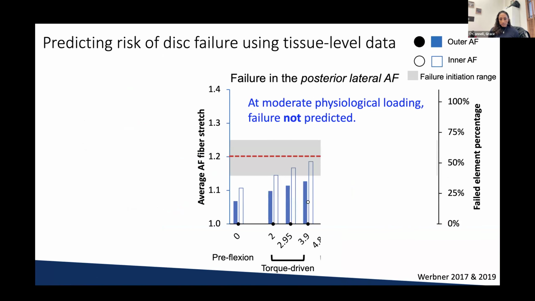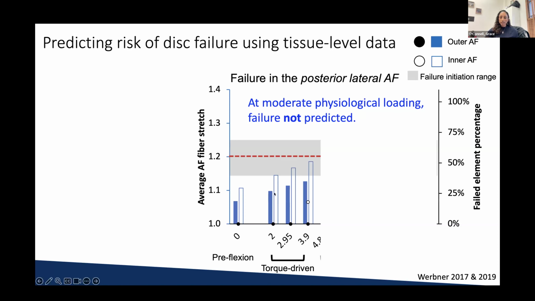So for this data, it's a double y-axis, so I'm going to walk you through it because it can be quite confusing. We looked at a couple of things. We looked at the average fiber stress, and then we looked at the failed elements. So the failed elements are going to be shown by the circles here. And as you can see, under just compression, the fiber stretch is not high enough that any of the fibers would be expected to experience failure. And we've seen that repeatedly in the laboratory, that you can't cause disc failure under just compression.